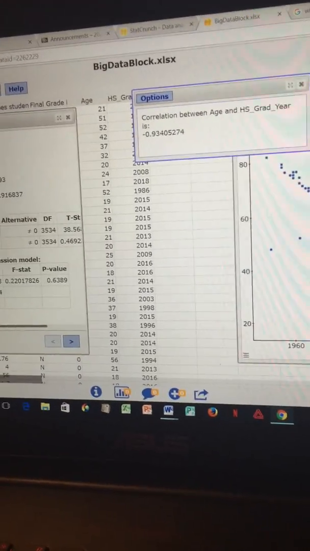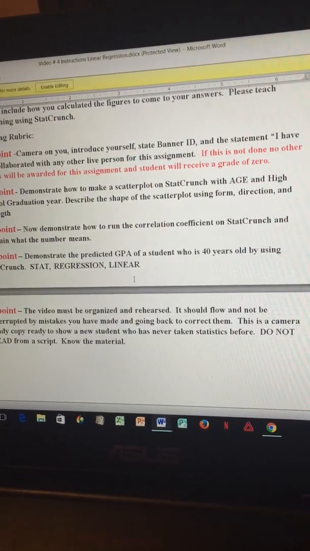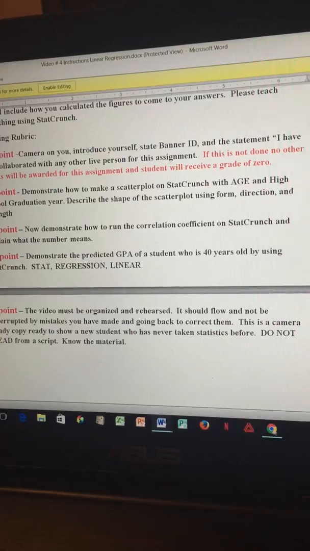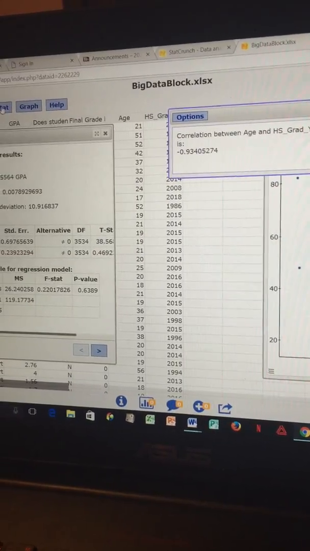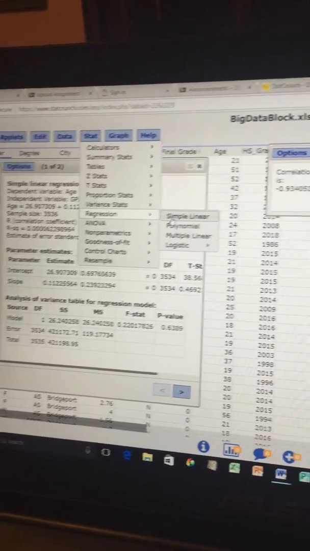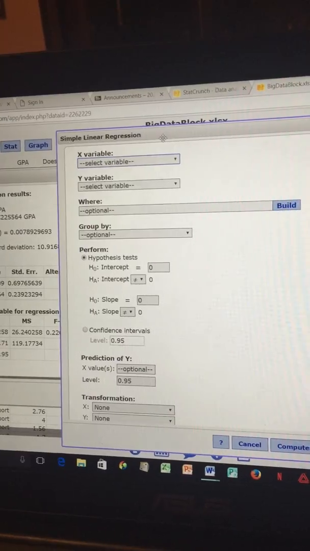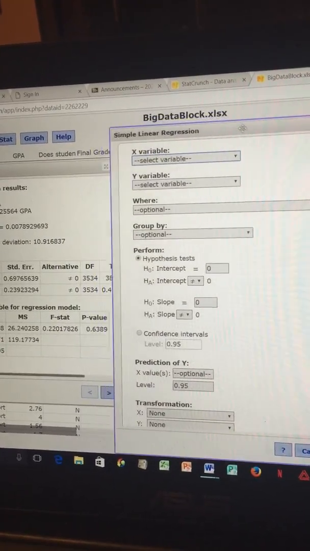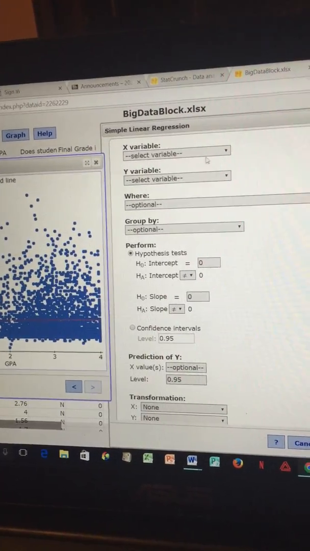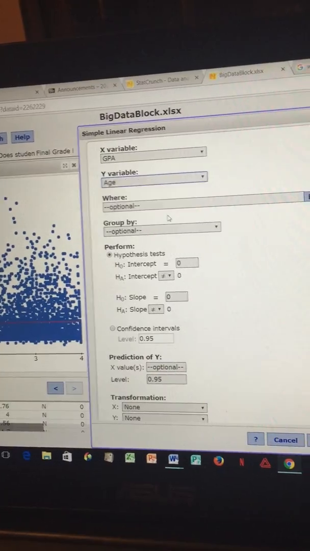And then lastly, the question was, okay, demonstrate or predict the GPA of a student who's 4 years old by using StatCrunch, stat regression linear. I have no idea how to do this. Stat, regression, and there's simple linear and there's multiple linear. I just tried to do simple. I selected the X variable and Y variable, which was X variable is GPA, Y variable is age.